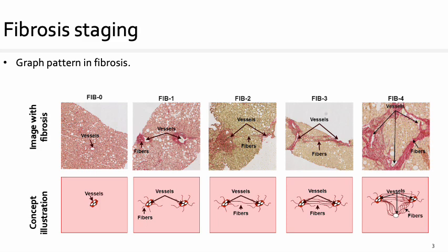Then fibrosis begins with fiber deposition around vessels. As fibers accumulate, they expand and connect vessels at different strengths. Finally, the fibers form a bridge.